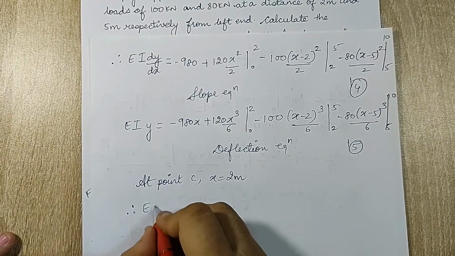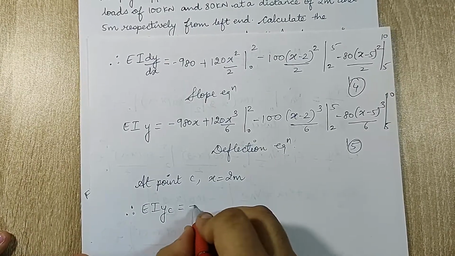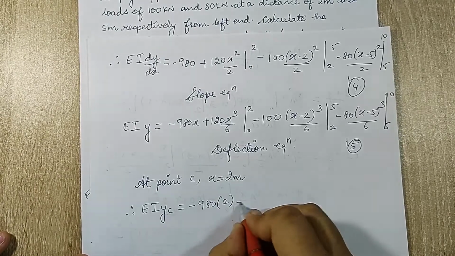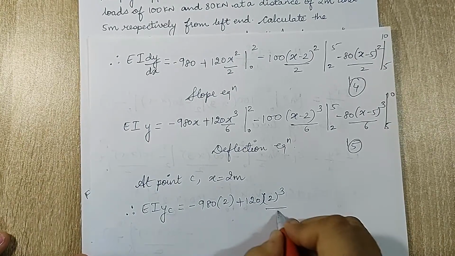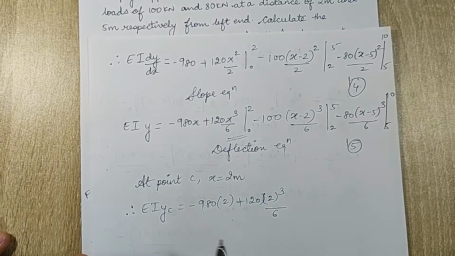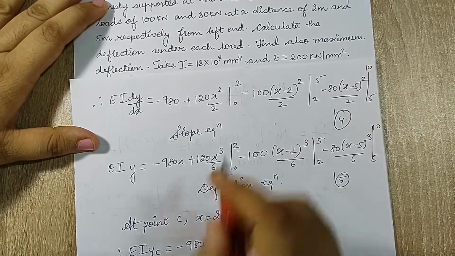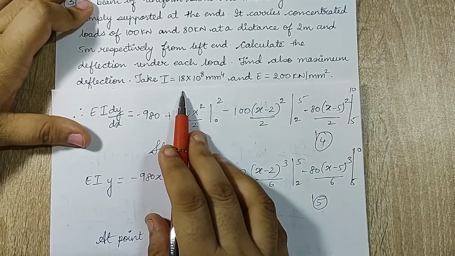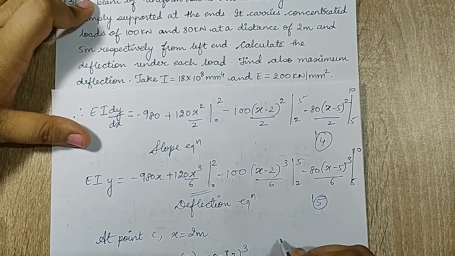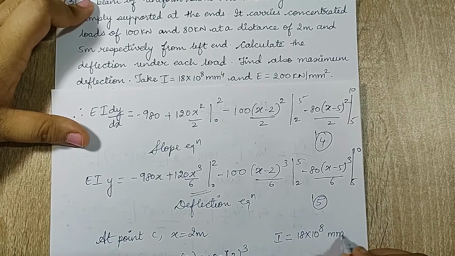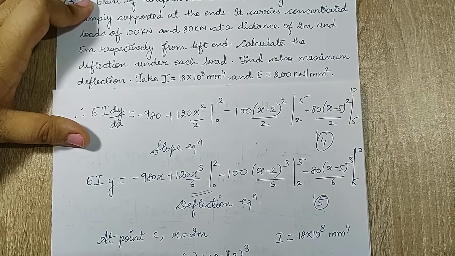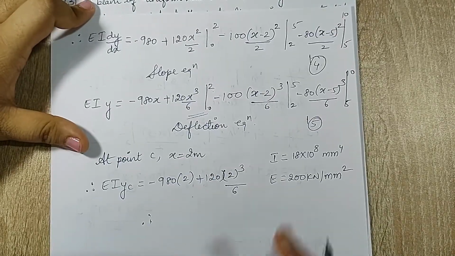Therefore, EI YC is equal to minus 980 into 2 plus 120 into 2 cube upon 6. So I'm going to write only till here because my domain is 2 and also the x value is 2. So when I substitute here, now you just have to see this value of I. It is given as 18 into 10 raised to 8 mm raised to 4, and E is 200 kilonewton mm square.